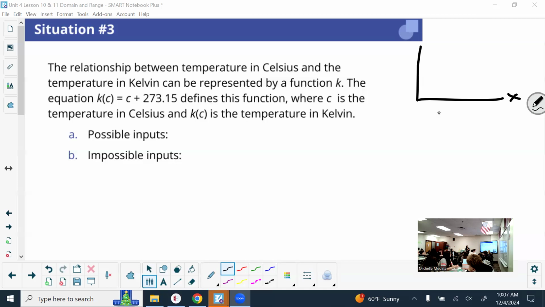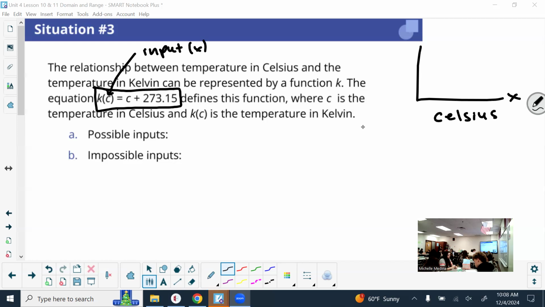Okay, good. Now, when we're talking, normally we talk about what's independent, what's dependent. Based on how this is set up, the degrees in Kelvin depends on what the degree was in Celsius. I know they're technically both measuring temperature, so they kind of depend on each other. But the way that it's written in function notation, you know that what's in the parentheses is your input or your x, right? So you were deciding what are some possible degrees Celsius, basically.